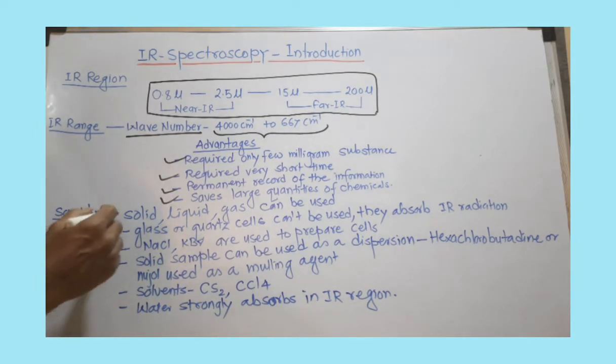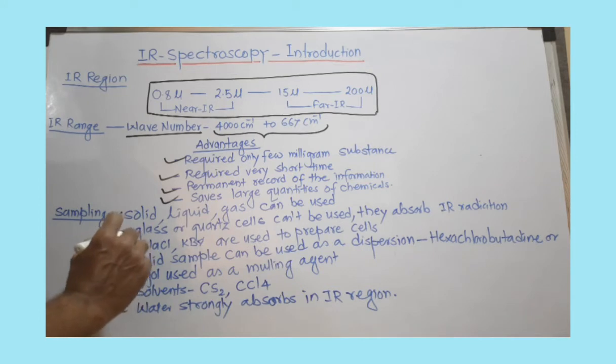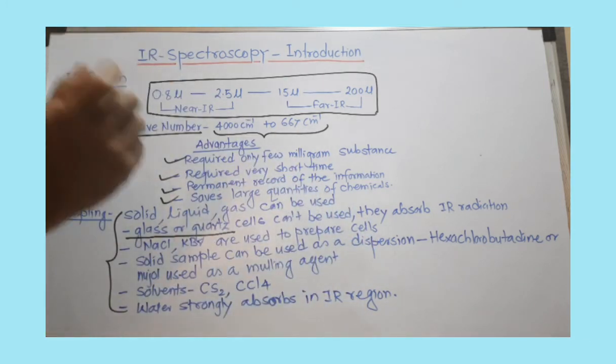Another important point you should know is about sampling. As I mentioned, very few milligrams of substance are required. You can use solid, liquid or gas for sampling. And to hold these samples, we need a cell, and those cells or sample holders are not prepared from glass or quartz, because glass and quartz absorb strongly in the IR region. Then which material is used to hold the sample? Particularly sodium chloride, potassium bromide or silver chloride can be used to prepare the cell or sample holders.